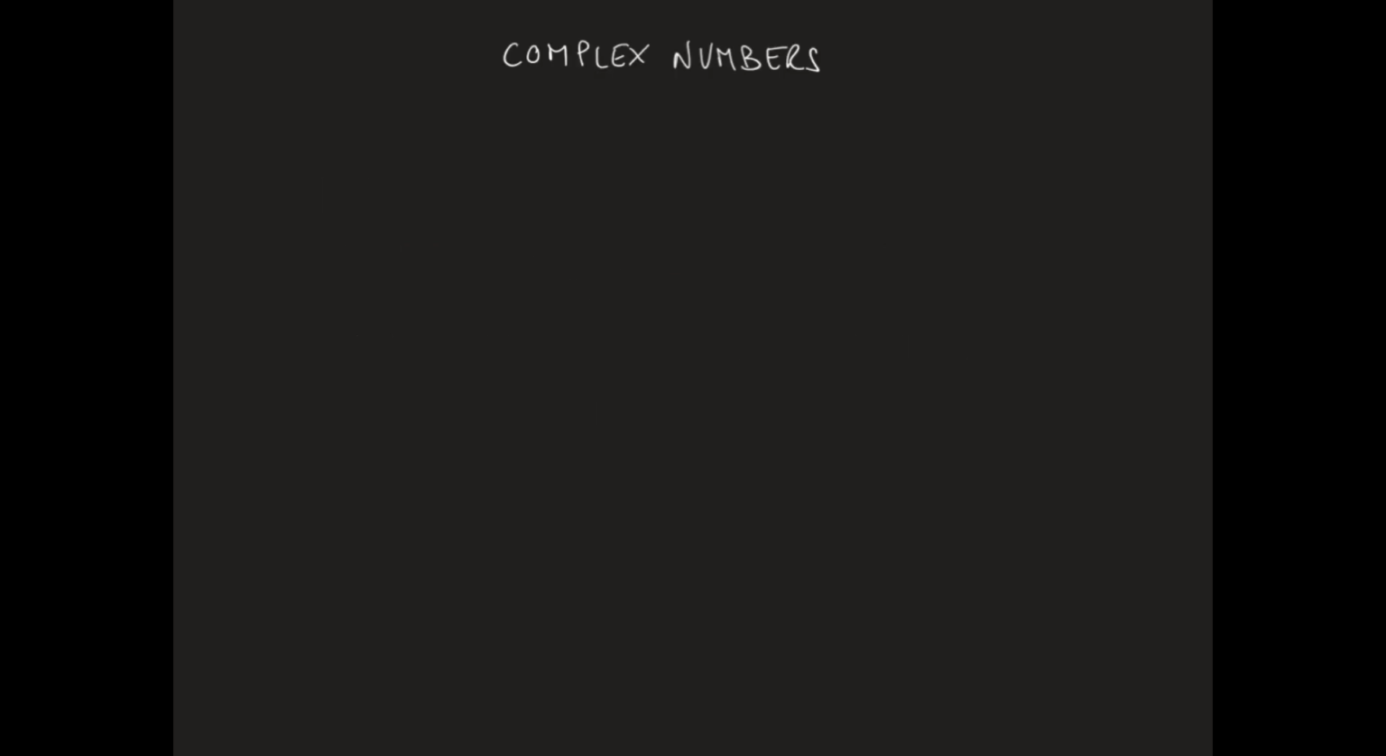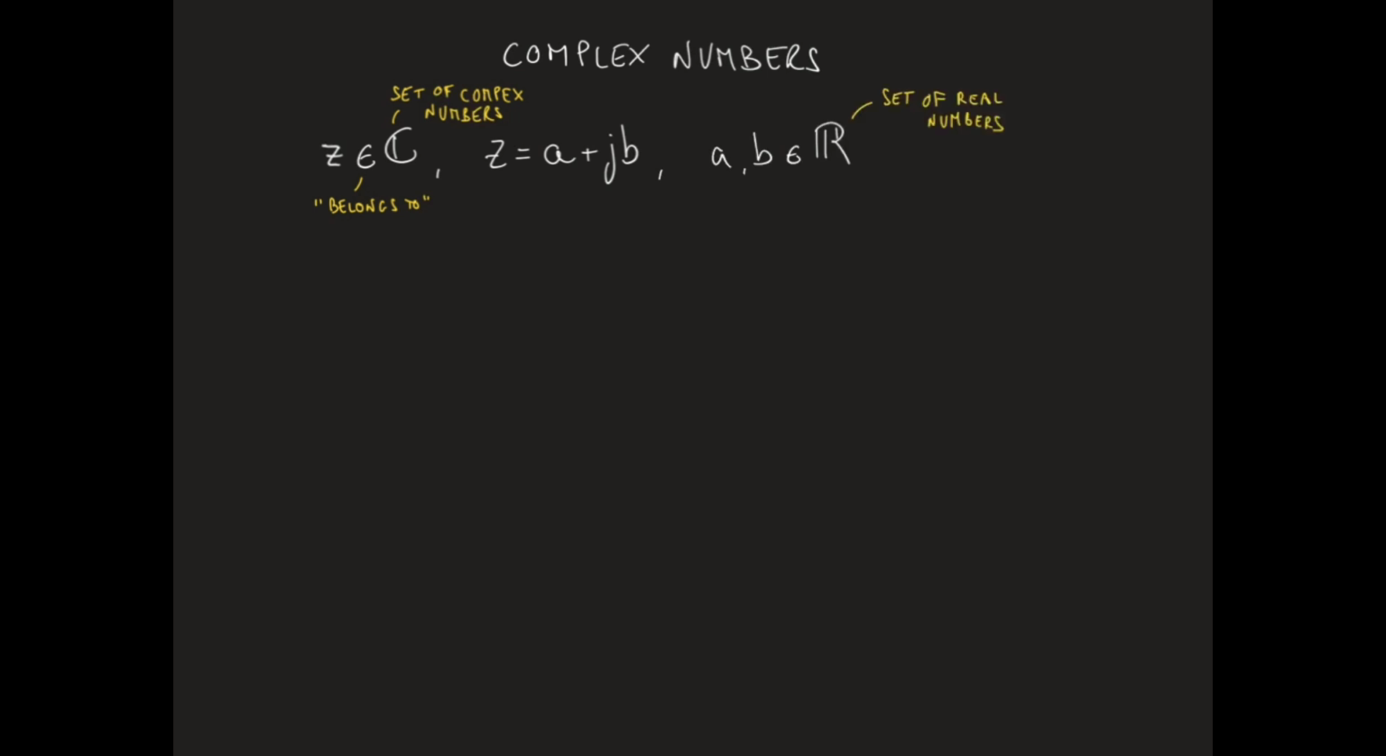A complex number z is a number that can be written in the form z equal to a plus jb. This symbol C is used to indicate the set of complex numbers. This other symbol means belongs to. In the expression of the complex number z, a and b are both real numbers.